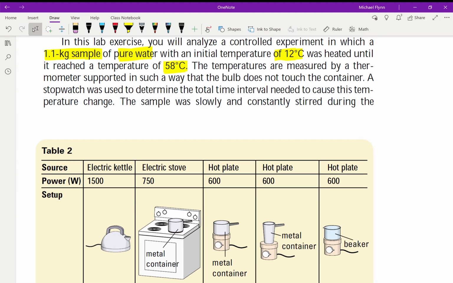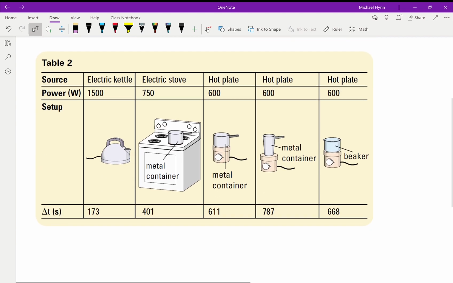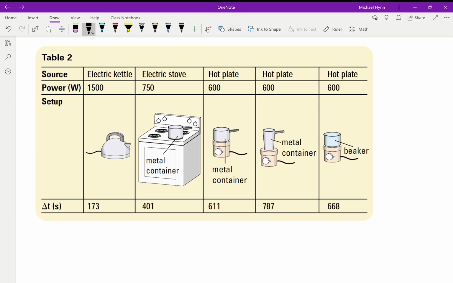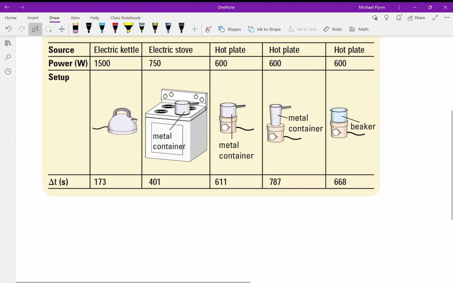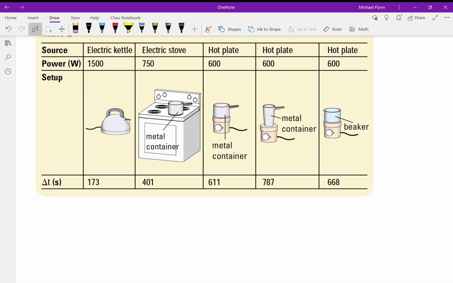But what I highlighted at the top in that paragraph, which is on page 167, is crucial. You need that information, otherwise you won't be able to answer the question. So here, take a look. You've got the power, you have the time. I'll do one of them for you. Let's start with the kettle. Let's just do the kettle together.